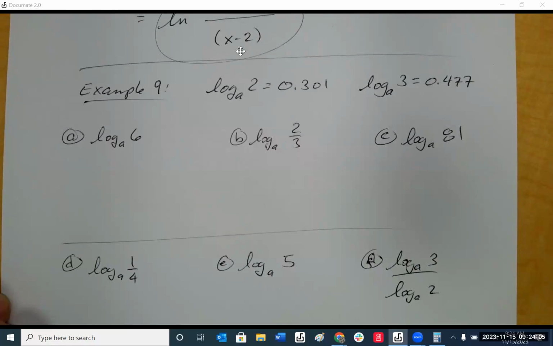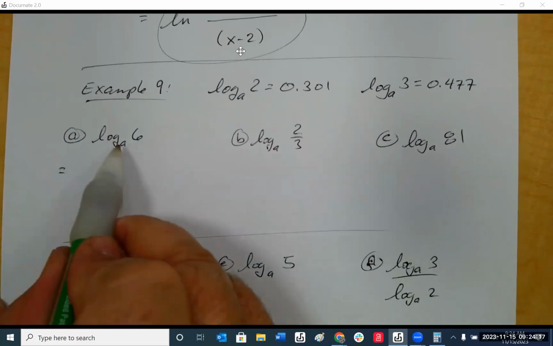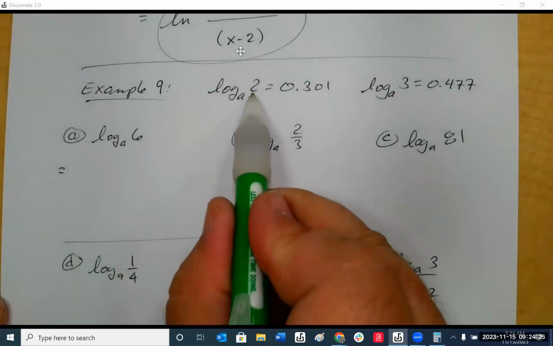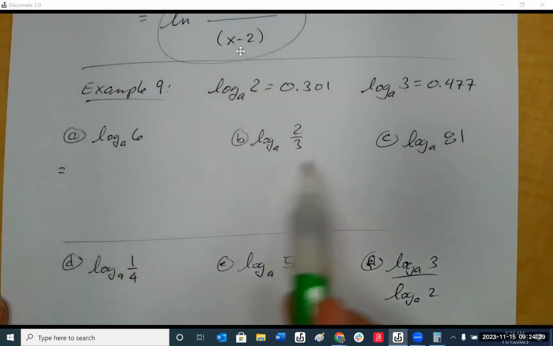What this example is wanting you to do is to rewrite these so we can start using the rules. So for example, the first one, log base a of 6. What do we do there? Because all we have is log base a of 2 and log base a of 3. We don't have log base a of 6 or 81.